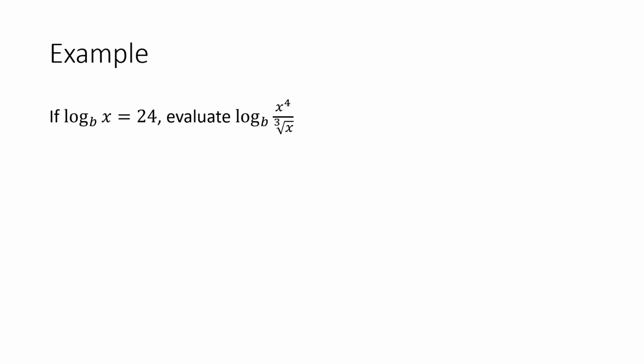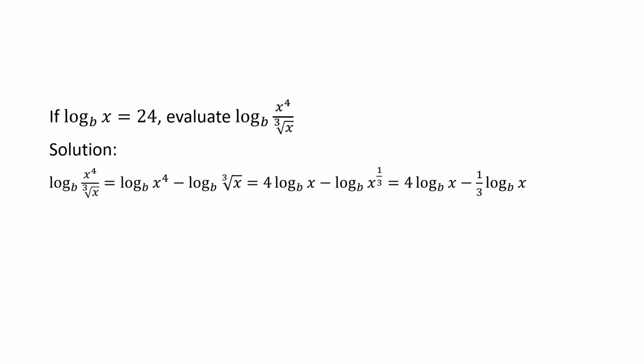If log base b of x is equal to 24, now I want to evaluate the log base b of x to the 4 over the cubed root of x. Okay, well this looks a little different, but let's give it a shot. The log base b of x to the 4 over the cubed root of x is the same as saying the log base b of x to the 4 minus the log base b of the cube root of x. This first part is just a straightforward application of the quotient rule.